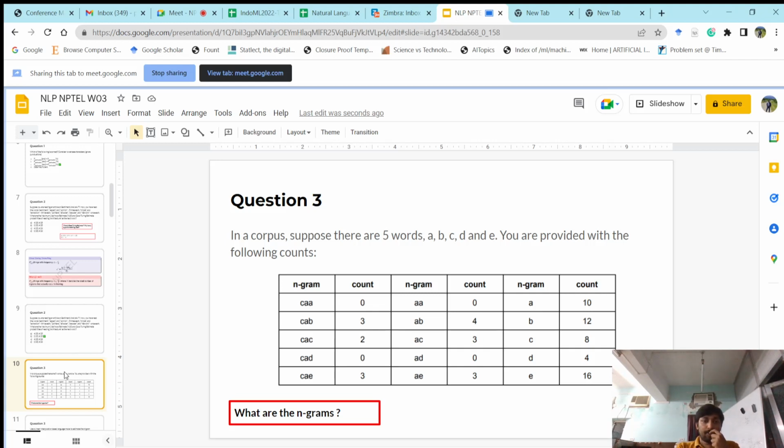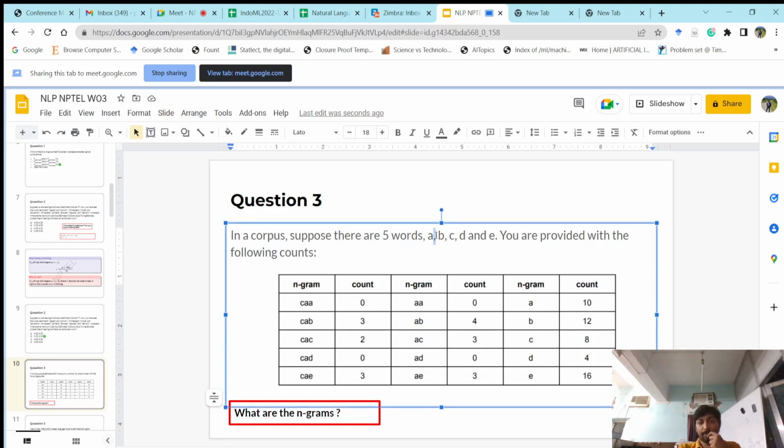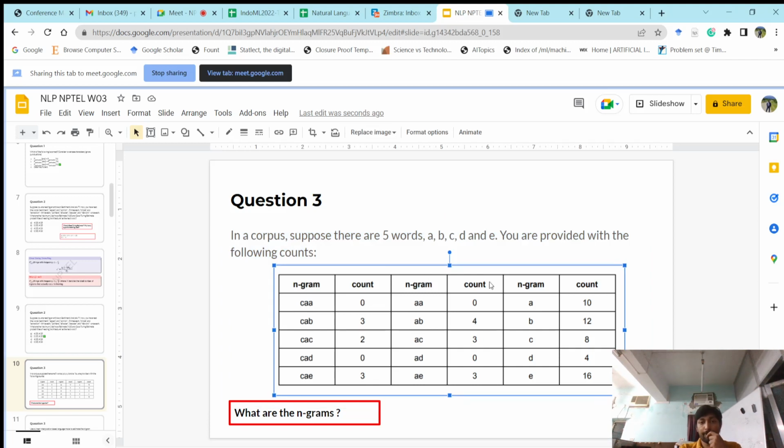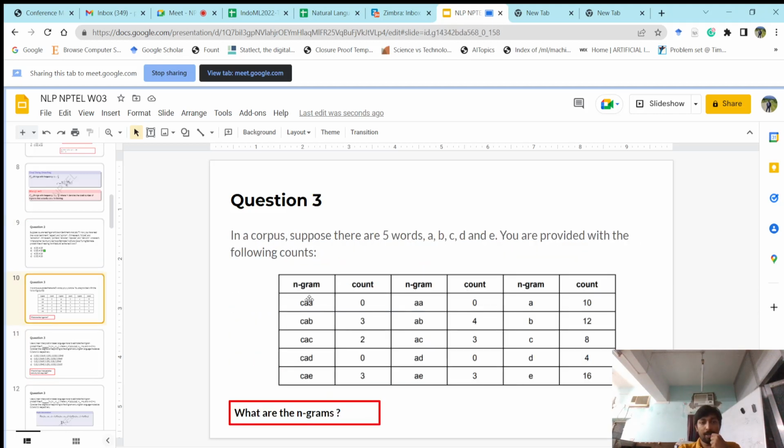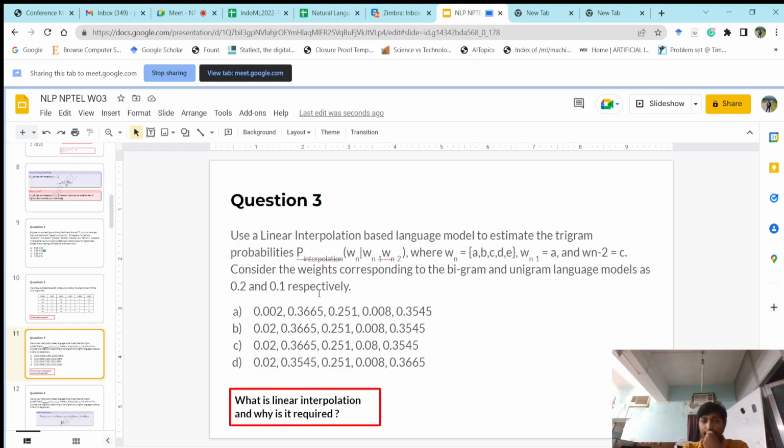Then moving on to the third question. Here also we are provided a corpus, but not the overall corpus, only some counts. They say that in the corpus there are 5 words: A, B, C, D, E. These are not characters but words, and you are provided the following counts. We are provided with the trigram, bigram, and unigram counts. You already know what these n-grams are because we have already discussed them. Let us move to the second part of the question.